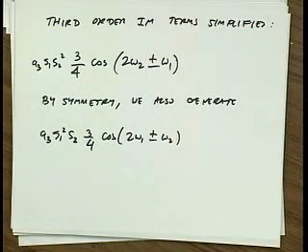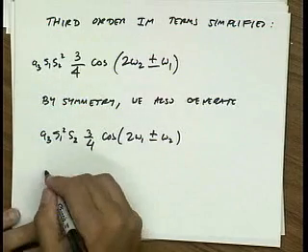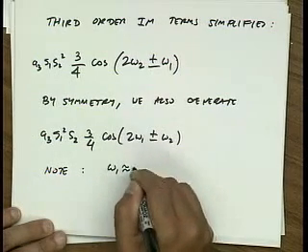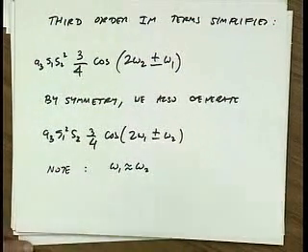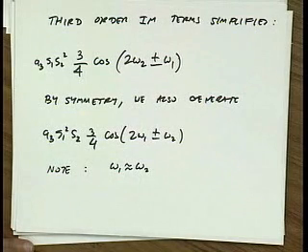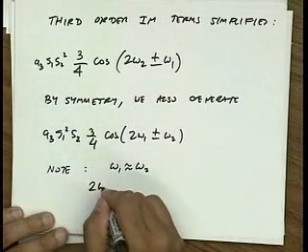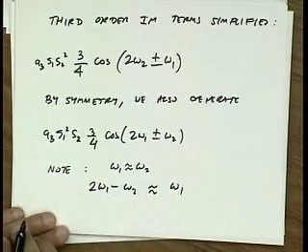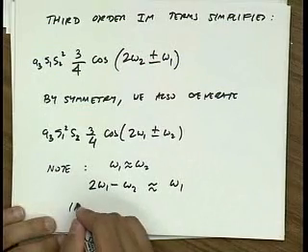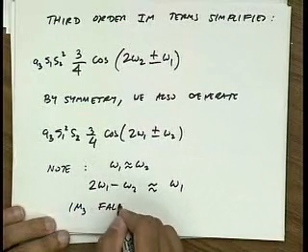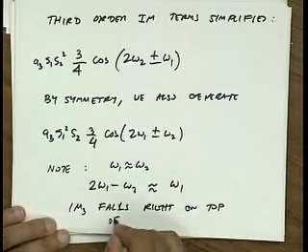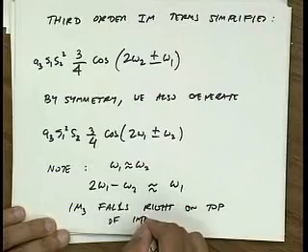Okay. Now, what's really interesting about these terms is, if you notice, let's say omega 1 is approximately equal to omega 2. Two tones close together. What happens? Well, then 2 omega 1 minus omega 2 is approximately omega 1. So this IM3 falls right on top of the input signal.